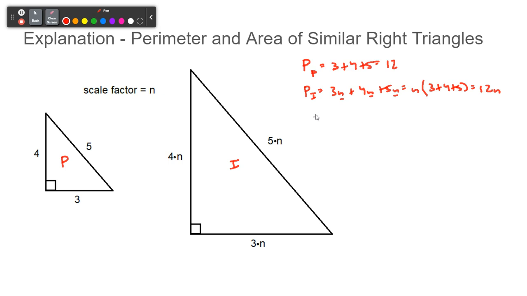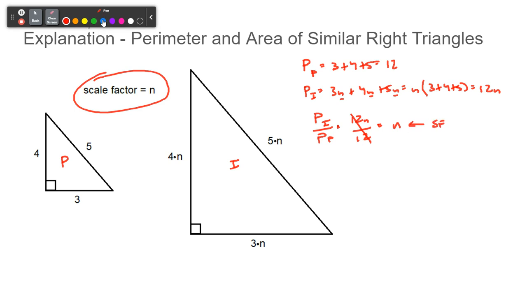If we take the ratio of the perimeters, image over pre-image, we get 12n over 12. The 12s cancel, and there's n. N is your scale factor. So the ratio of the perimeters is the scale factor n.